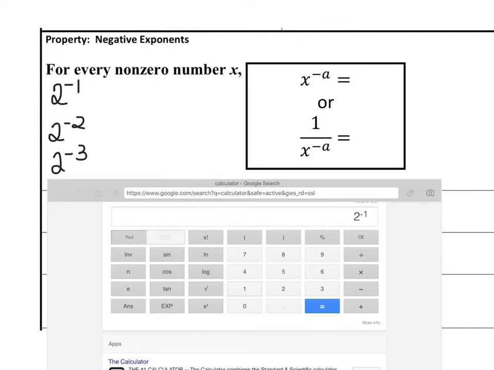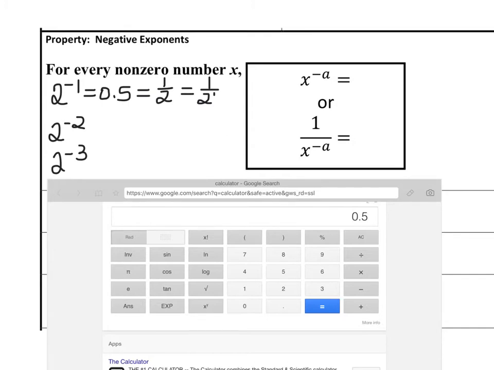And you might think that I'm going to get 2 for an answer, but I don't. I get 0.5 because 2 to the negative 1, or negative exponents, mean that my answer is going to be a decimal. So how would we write that with a positive exponent? So this is equal to 0.5. As a fraction, I can write that as 1/2. So 1/2 can also be written, if I want to, as 1 over 2 to the first power.